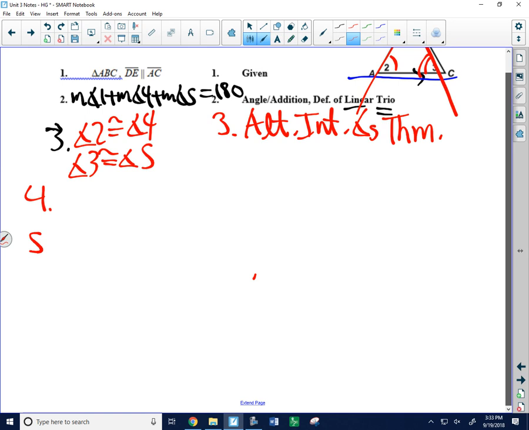Alright, last 2 steps, we just change these 2 equations and plug it in. So measure angle 2 equals measure angle 4, and measure angle 3 equals measure angle 5.